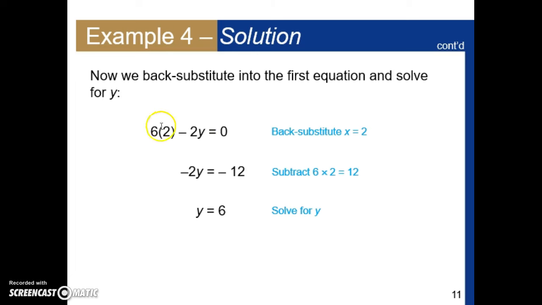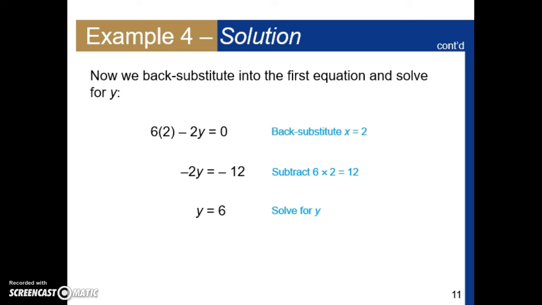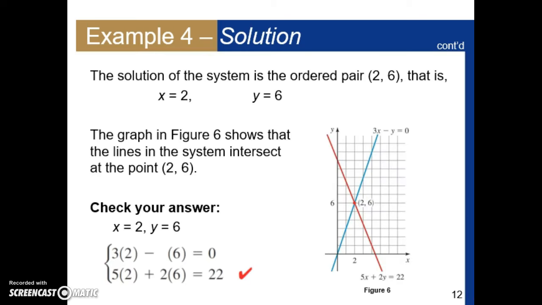Now I'm going to back substitute, and I can back substitute into either one of these equations. It doesn't matter which one I use. So I'm going to back substitute into this equation, and I find that y equals 6. So I have the point 2, 6, and if I graph those two equations, I can see indeed they are two lines that intersect in the plane, and they intersect at the point 2, 6.